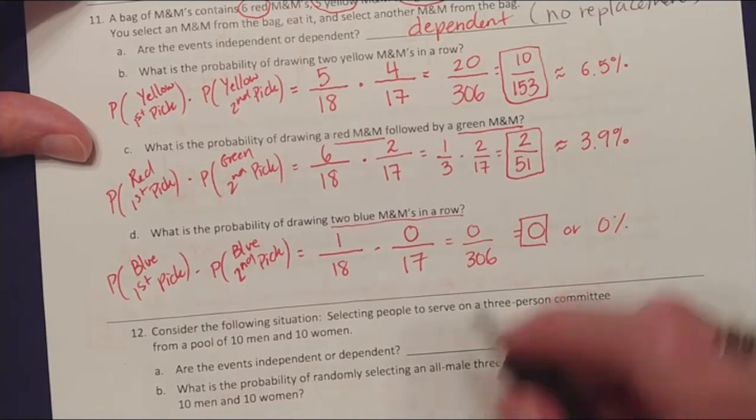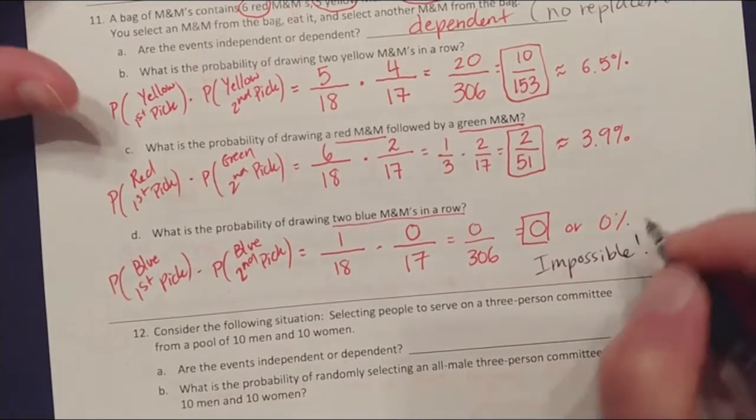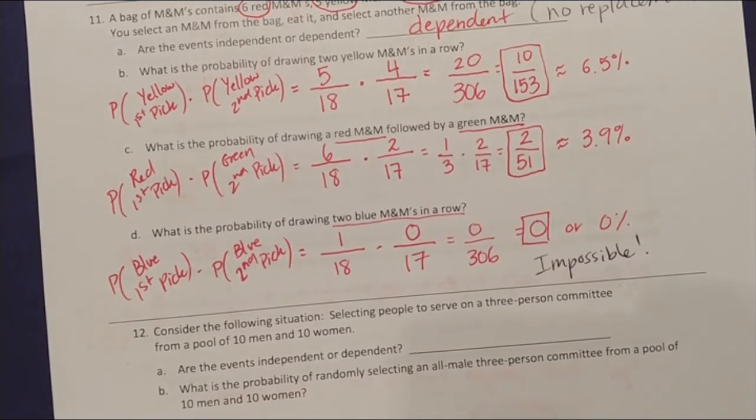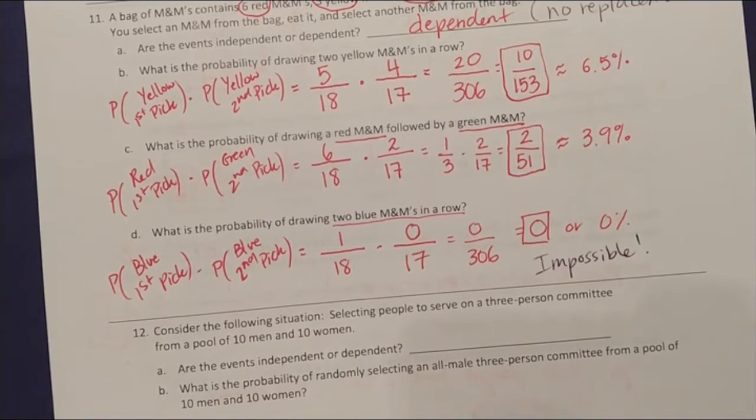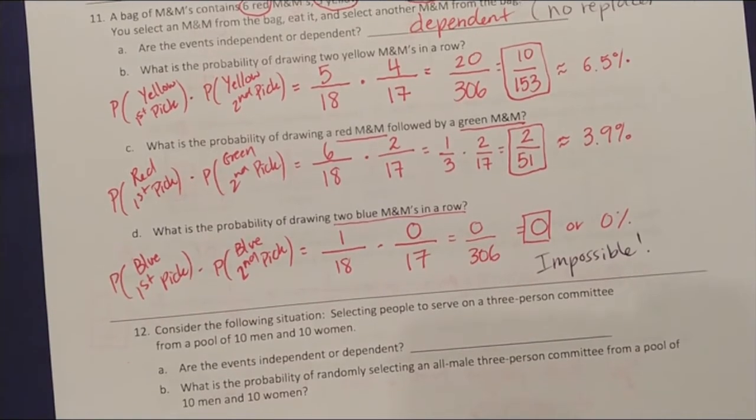What does this mean? Remember, if you get 0%, it means it is impossible. And that makes sense. Think about it. If you have a bag of M&Ms and there's only 1 blue M&M, is it possible to eat 2 in a row? No, because you eat the first one and there is no second M&M that is blue to eat.